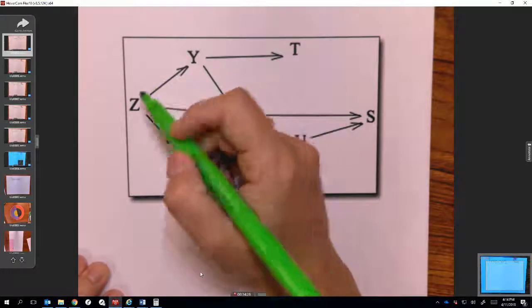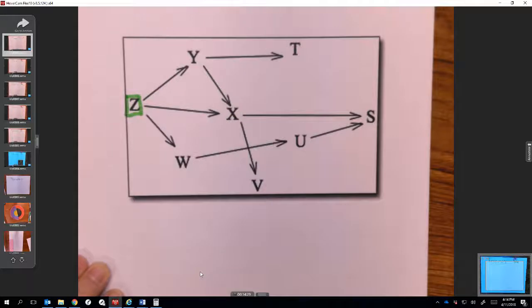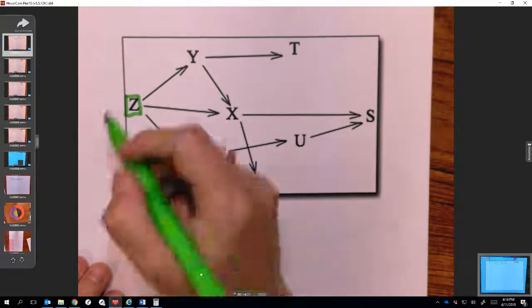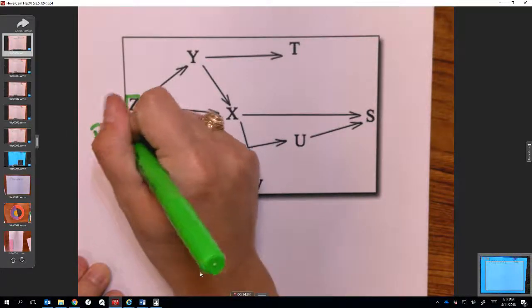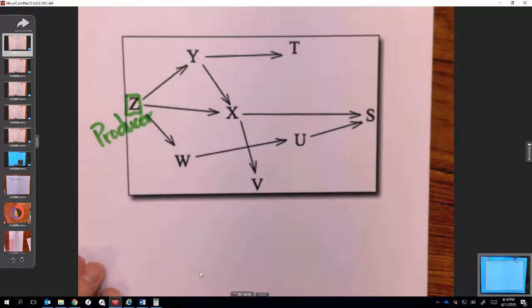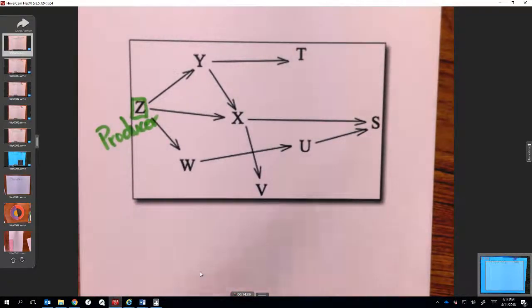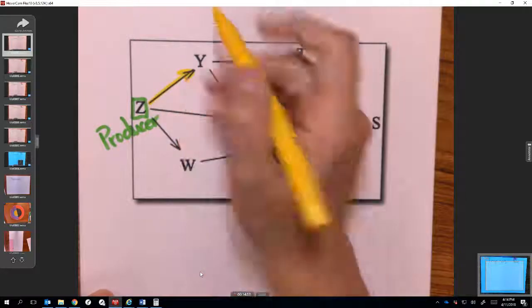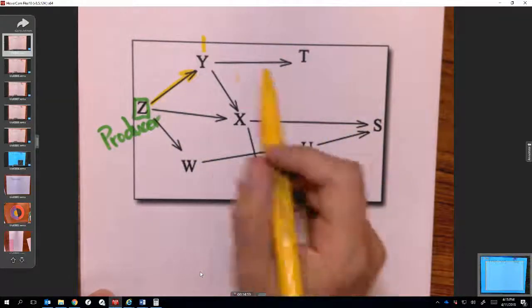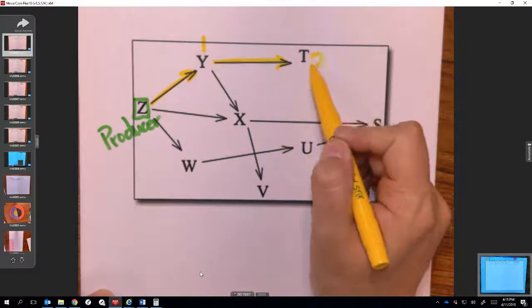So I notice right away that Z does not have any letters coming to it. So I'm going to assume that Z is a producer. And I currently do not see any others that don't have arrows coming to them. Now, I need to figure out what my primary, secondary, and tertiary consumers are. So my trick for doing that is going through each chain. So if I go through this way, Z to Y, Y would be my primary, so I write a 1, to T, T being secondary, and that ends.